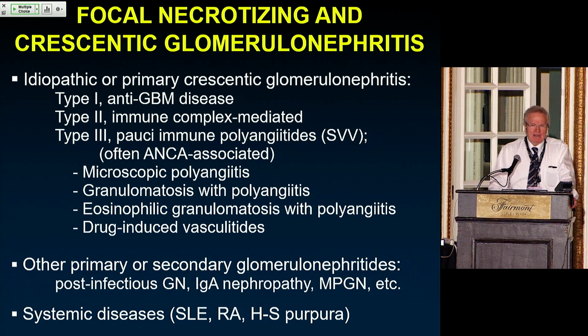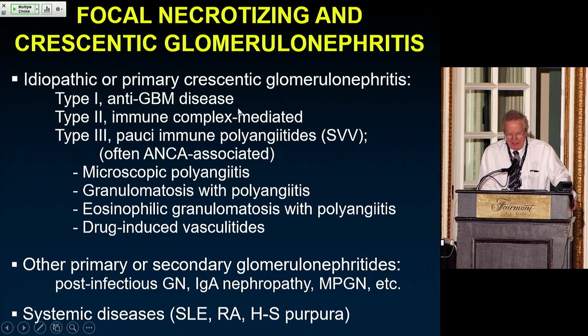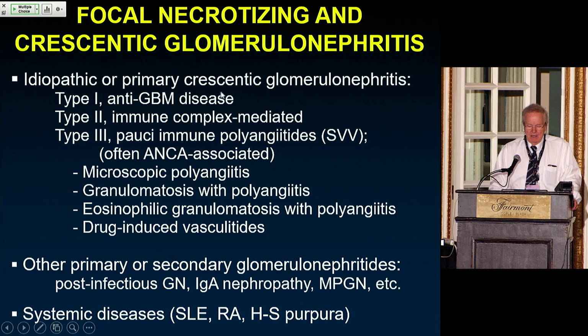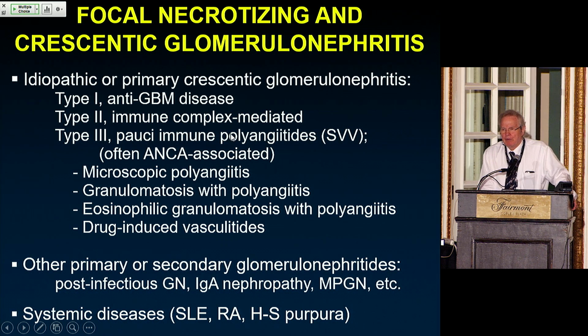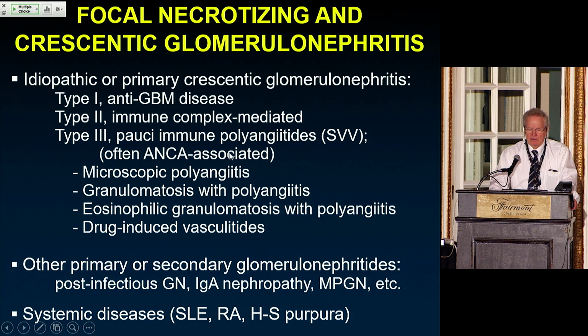So in general, we recognize 3 types of crescentic GN. With linear staining, which we normally equate to anti-GBM disease, immune complex mediated crescentic GN, and pauci-immune polyangiitis, usually ANCA associated, at least in 70% or so of cases. The pauci-immune, no immunoglobulin mediated processes, you can usually demonstrate in ANCA. And there are various clinical presentations of this.